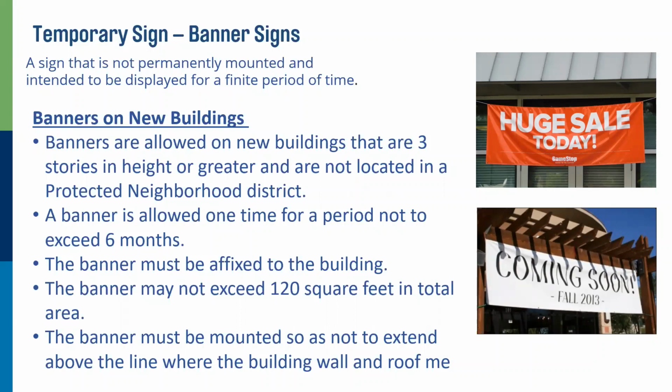Banner signs are allowed on new buildings that are 3 stories in height or greater and are not located in the protected neighborhood district. Protected neighborhood is your traditional neighborhoods. A banner is allowed 1 time for a period of up to and not to exceed 6 months. The banner must be affixed to the building, cannot exceed 120 square feet in total area, and must be mounted so it does not extend above the line where the building wall and roof meet.